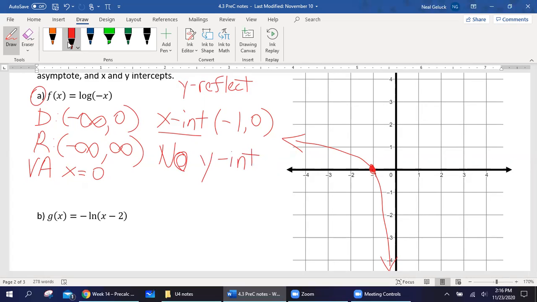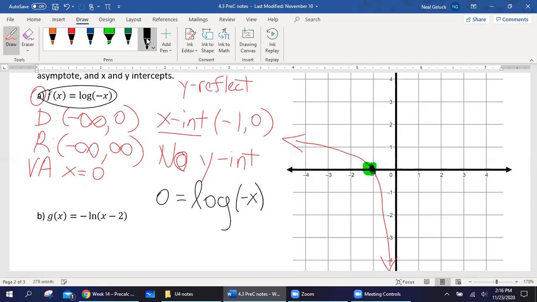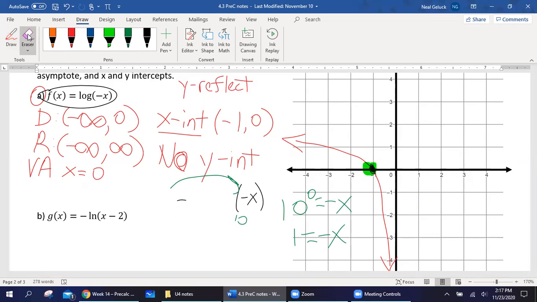Now, let's say that it didn't hit at such a nice point, like -1, 0. Remember that if I want to find the x-intercept, another way I could have done that is set y to 0. So if I take my equation and set f of x equal to 0, I can do loop-de-loop. This is base 10. And say, okay, 10 to the 0 is negative x. 10 to the 0 is 1. If 1 is negative x, then x is negative 1. So remember, we can do that, and we're going to have to do that on some of these.